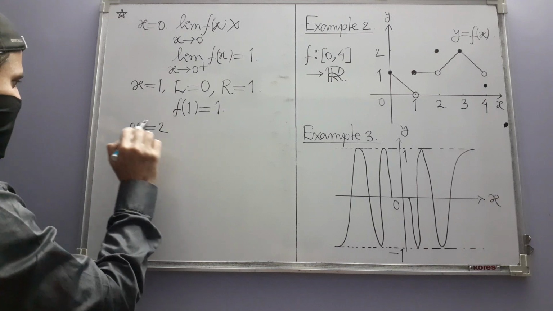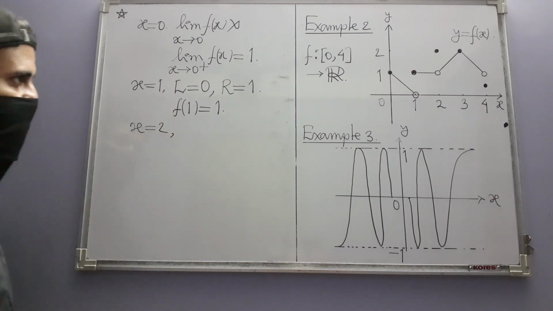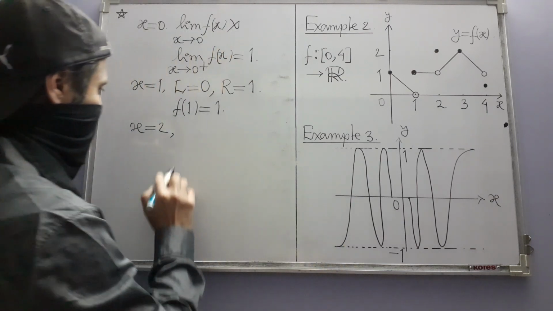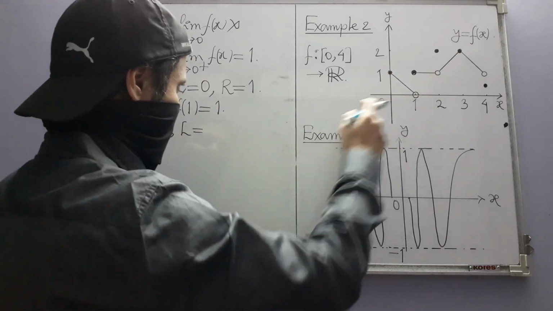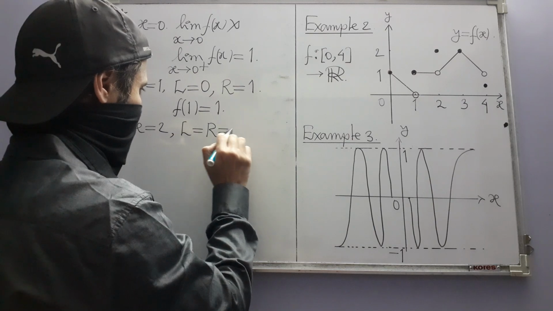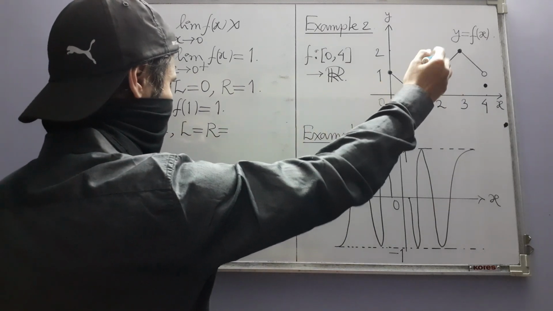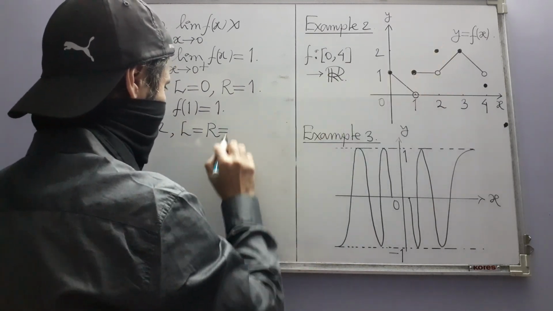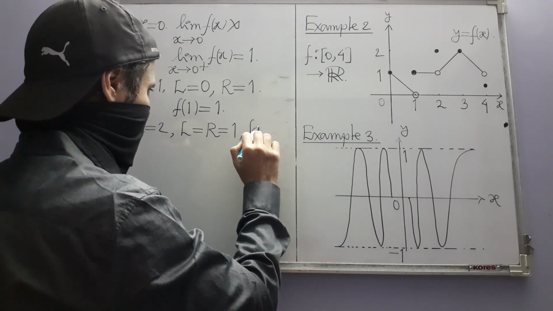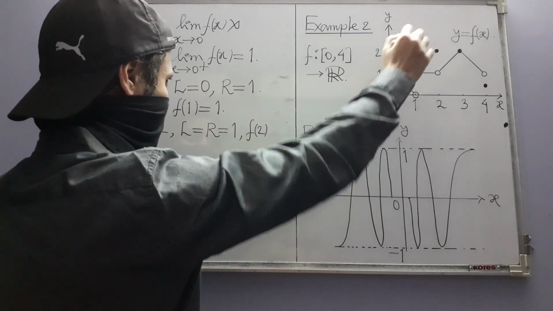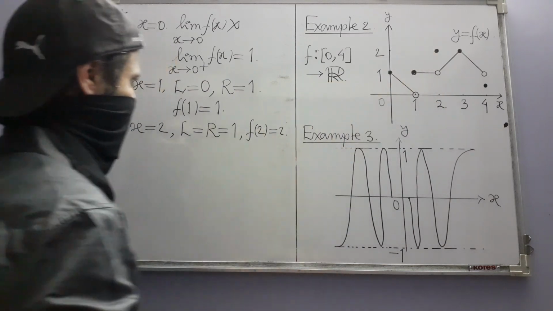What happens at x equal to 2? At x equal to 2, both the left hand limit and the right hand limit are equal to 1 because of this nature of the graph. However, the functional value at 2 is 2.